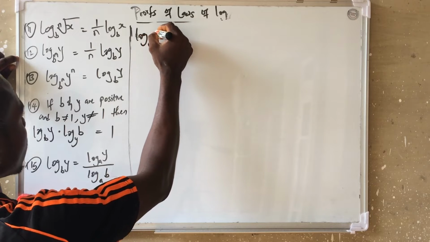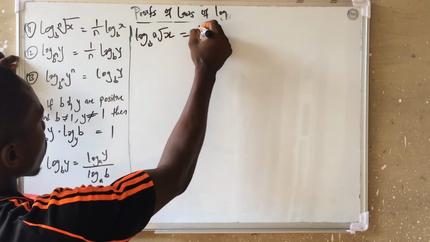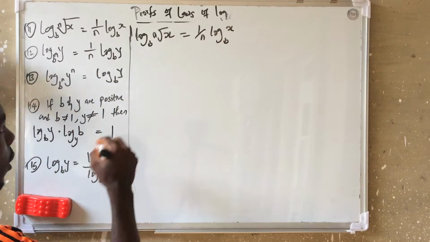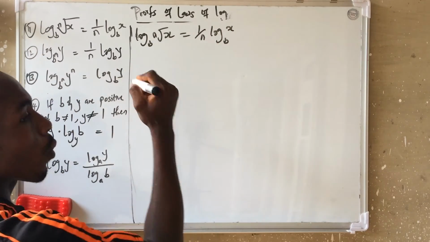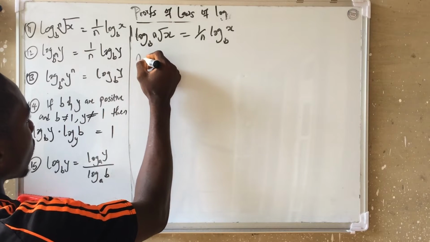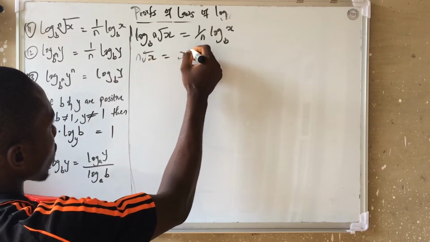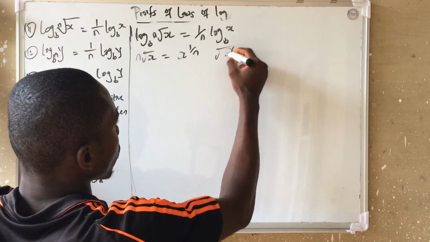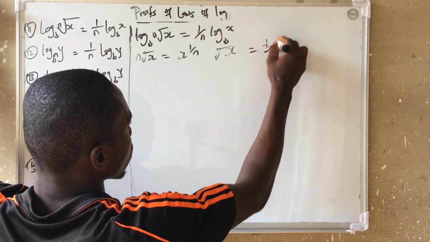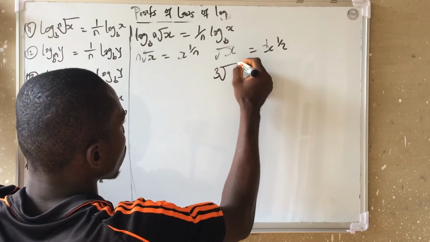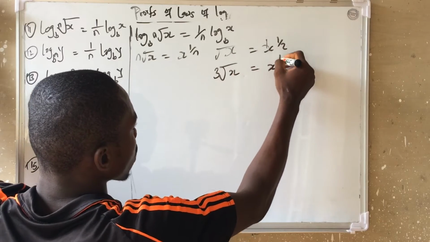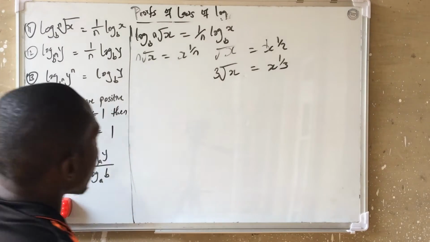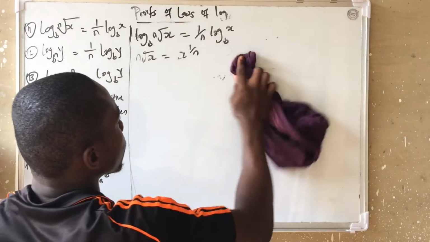Number 11: the log to the base b of the nth root of x is equal to 1 over n log to the base b of x. Now, from what we already know, the nth root of x is equal to x to the power 1 over n. We can remember that the square root of x is x to the power 1 over 2, the cube root of x is x to the power 1 over 3. Therefore, the nth root of x is x to the power 1 over n.